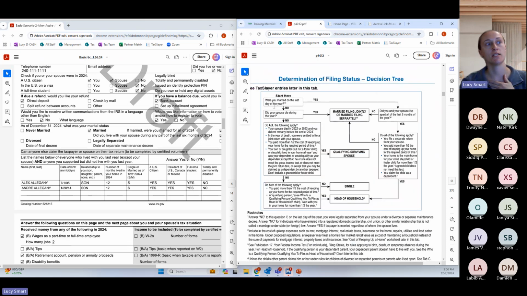Back to our chart. Were you married on the last day of the year? Yes, they're married to each other. Did you and your spouse live apart all of the last 6 months of the year? No. We know from this that they did live with each other the last 6 months and probably the whole year. So they can file married filing jointly or married filing separately. They came in together and they want to file together, so their filing status is going to be married filing jointly.